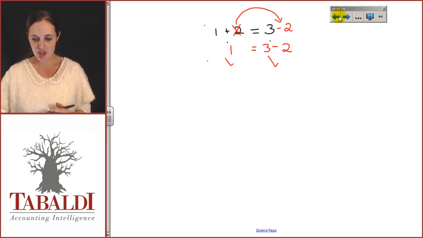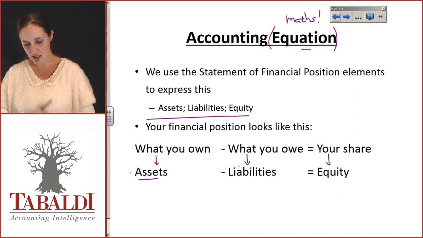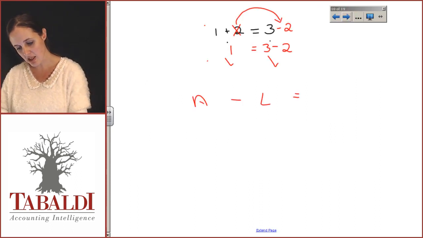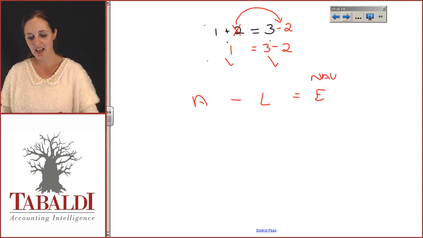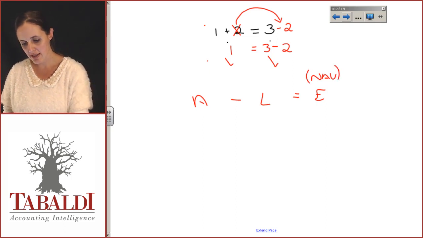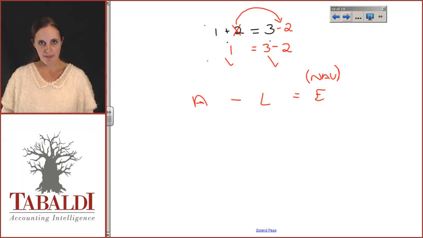And our accounting equation is exactly the same. So we've taken a look at the maths. Now let's take a look at the accounting. We've got assets minus liabilities equals equity. Assets minus liabilities equals equity, or what your study guide and your textbook will refer to as net asset value. Those are saying the same thing at the moment. So your assets minus your liabilities equals your equity.